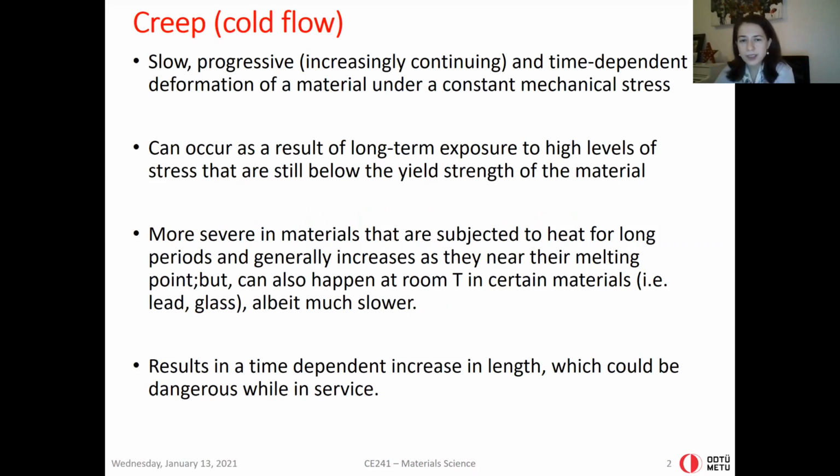It can occur as a result of long-term exposure to high levels of stress that are still below the yield strength of the material. It is more severe in materials that are subjected to heat for long periods, and it generally increases as they near their melting temperature. But creep can also happen at room temperature in certain materials, for example, lead, glass, albeit much slower. Creep results in a time-dependent increase in length, which could in turn be dangerous while in service for certain applications.